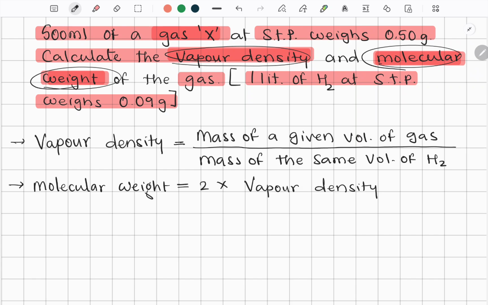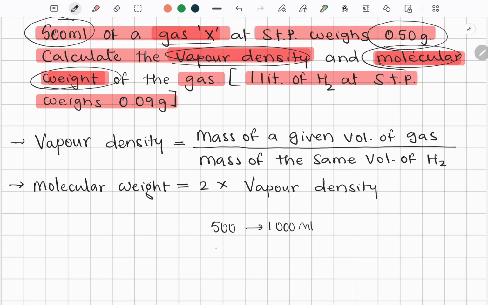So whatever the mass comes to at 1 liter, that we have to put in the numerator as well as in the denominator. Let's see how we can apply that in the numerical. First, the mass of hydrogen is given as 0.09 at 1 liter at s.t.p. So in the denominator it is going to be 0.09 at 1 liter. But for the numerator, it is given that 500 ml of gas X weighs 0.50 grams. So what should we do? We have to convert this 500 ml into 1000 ml. What is 1000 ml? 1000 ml is nothing but 1 liter.